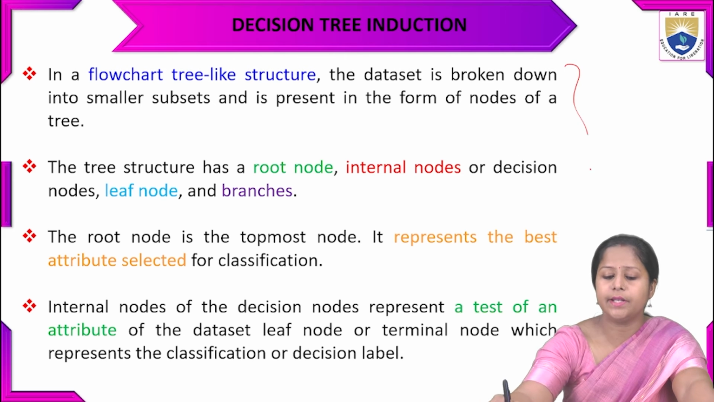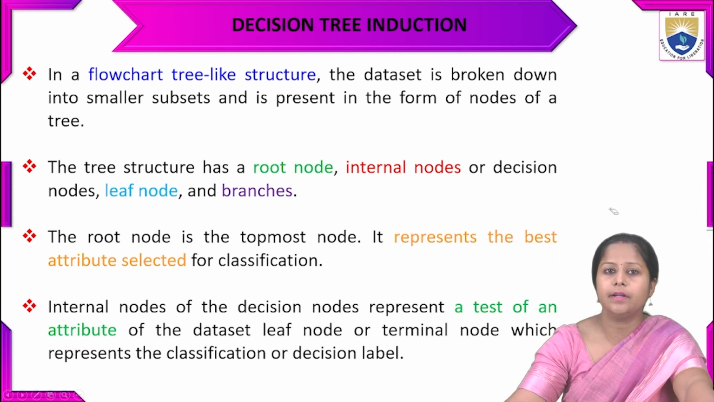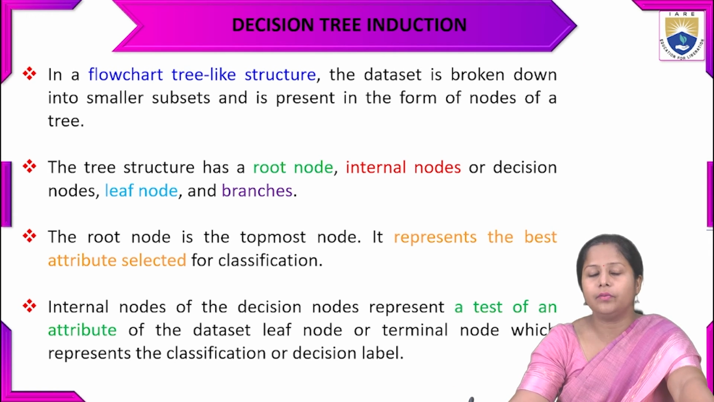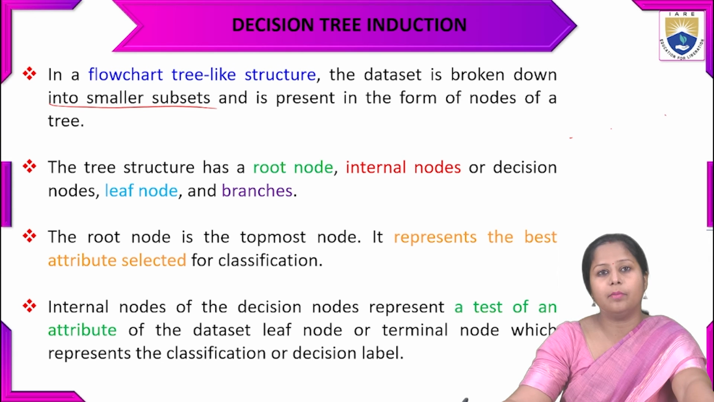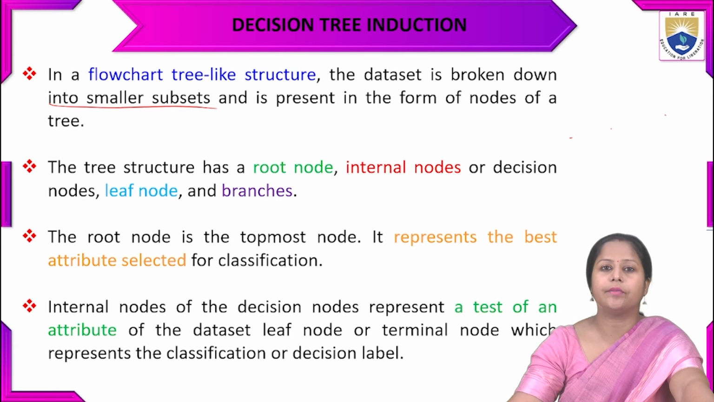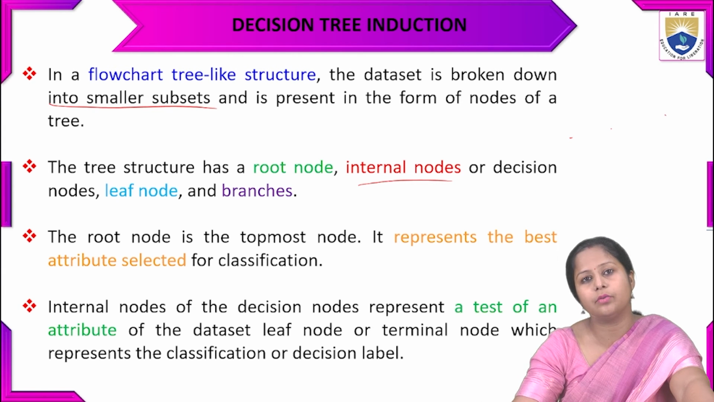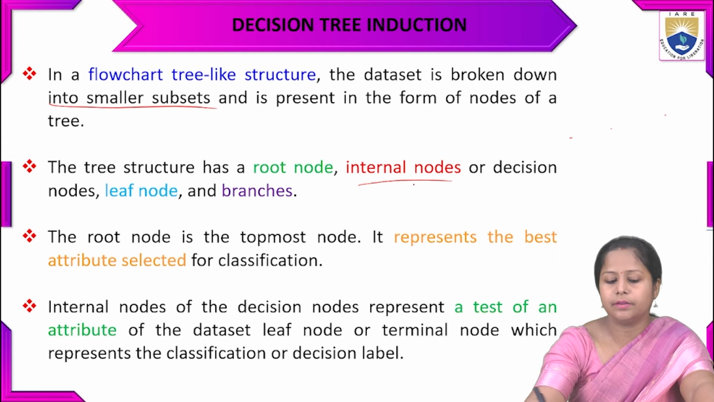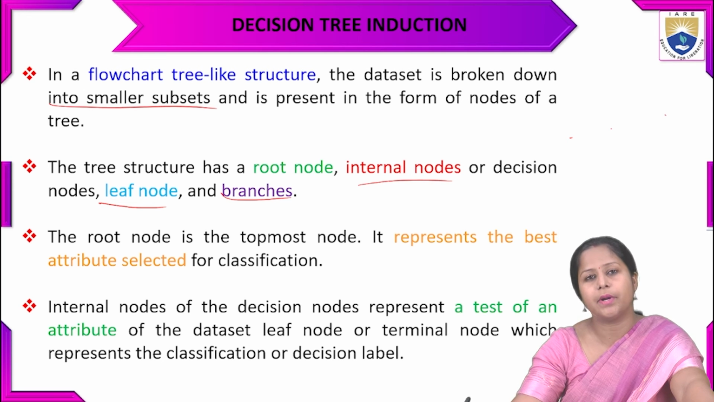In a flow-like tree structure, the data set will be broken down. The first node is called the root node. After that, the whole set of class levels will be distributed, broken down and split onto the branches. That will be split into smaller subsets and represented in the form of nodes of a tree. So this structure has the root node, the first node, then the internal nodes, which we saw in the figure, and after all, the last nodes are the leaf nodes, and the connecting structures in between are the branches of that tree.